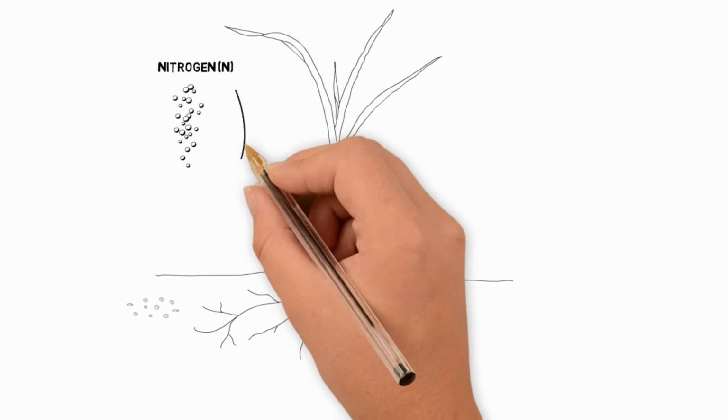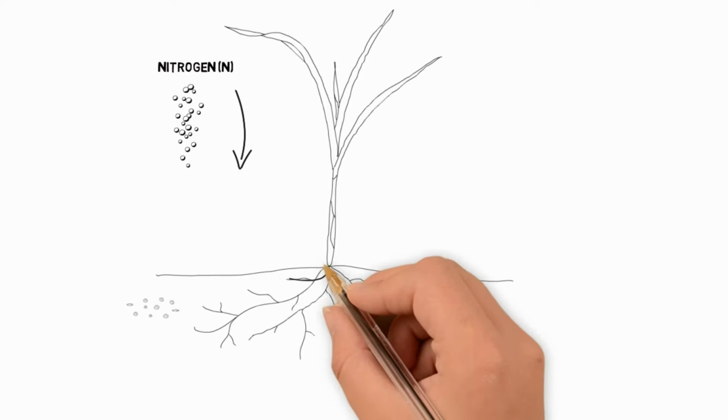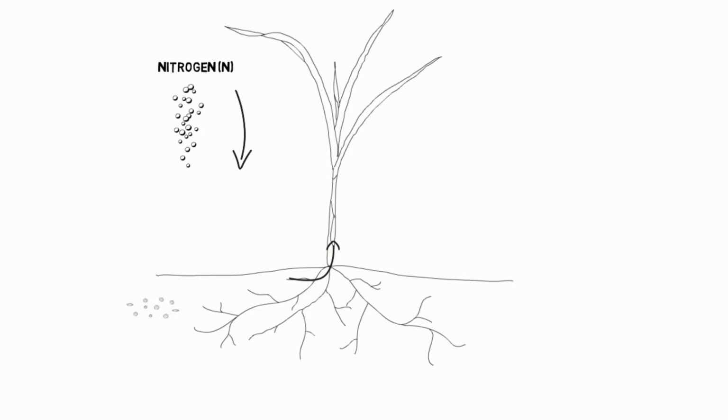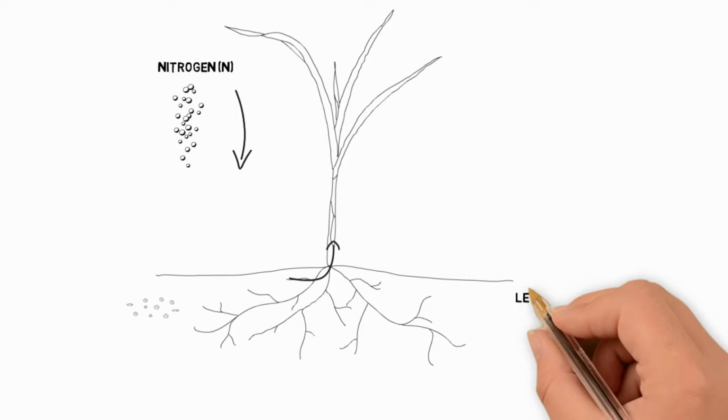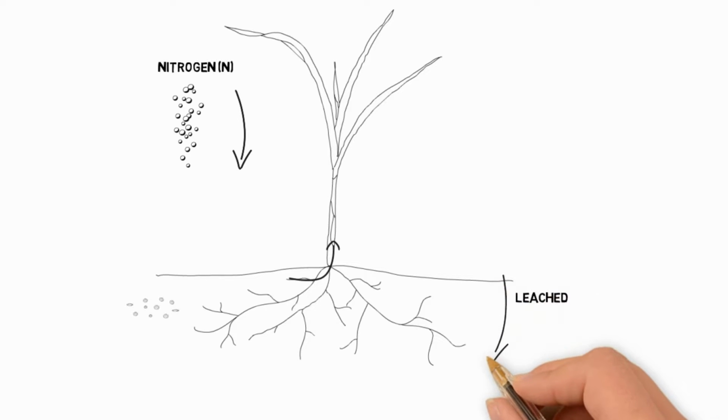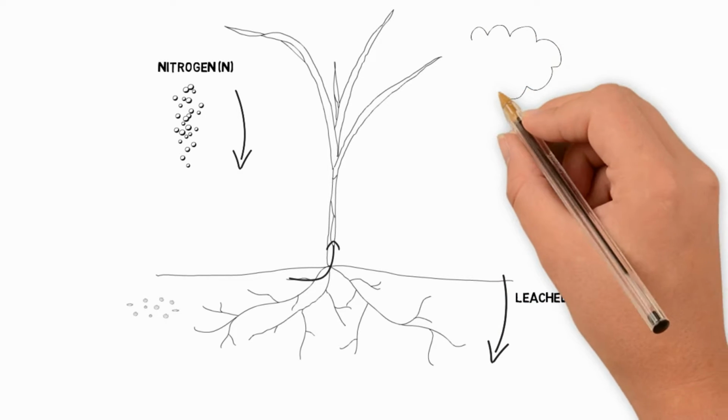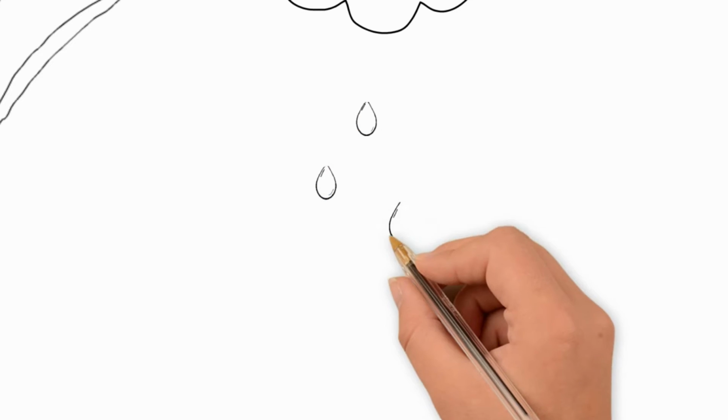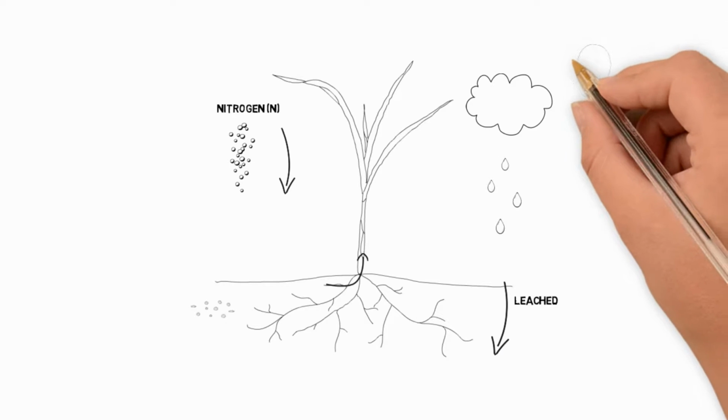Some of that soil nitrogen will be taken up and used by the plant. This is the option we want occurring. Some of the nitrogen will be leached away down through the soil and become inaccessible. This is more common with rain and high temperatures. This nitrogen will not get used by the plant.